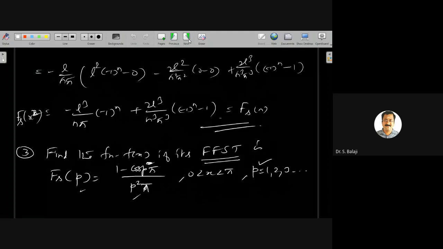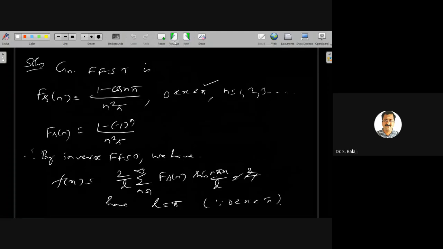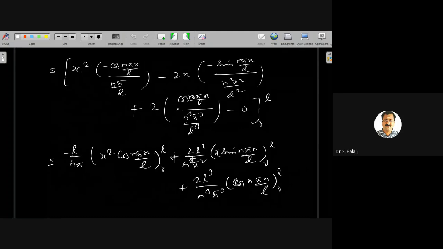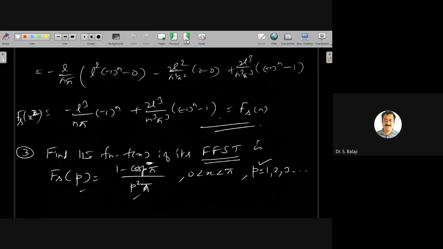The second term: when we apply L here, L gets cancelled, sin n pi is 0. When we apply 0, sin 0 is also 0. Here is also 0. Here plus 2 L square by n square pi square, 0, 0, here.